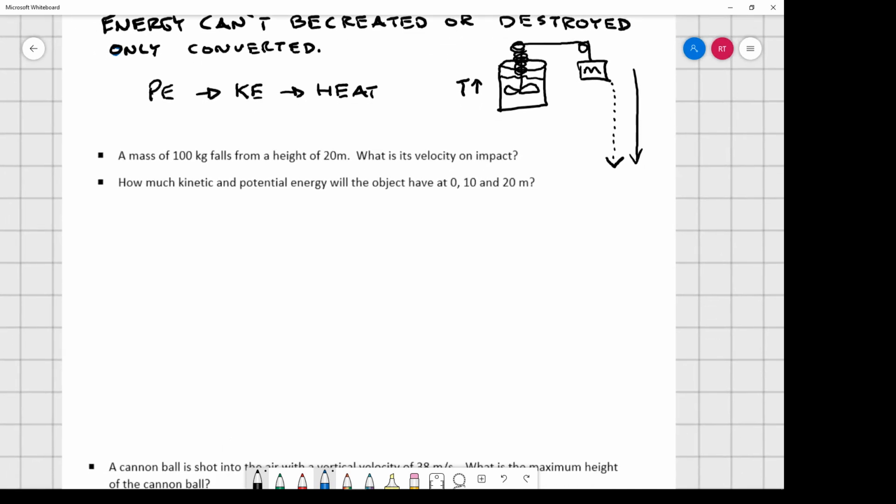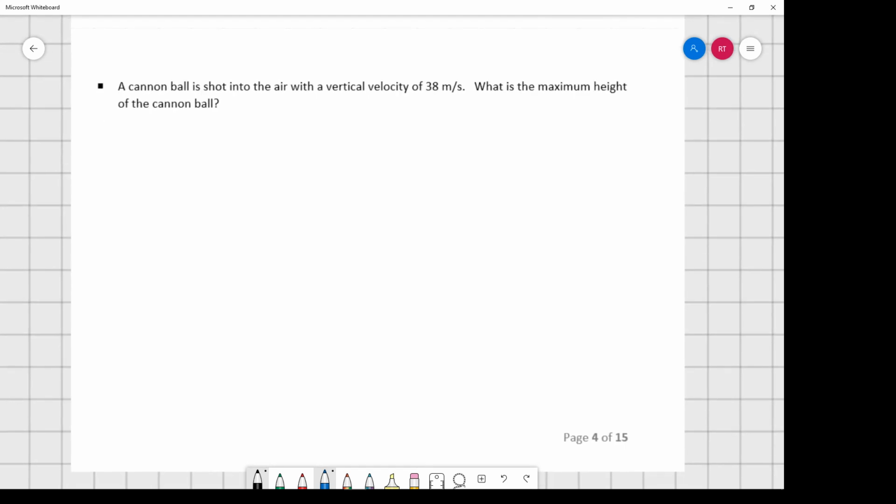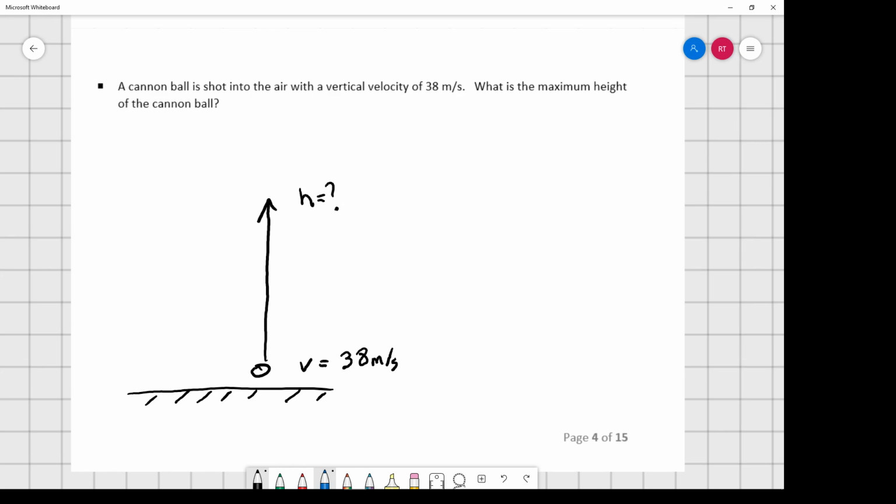Calculation-wise, from that, we have some questions that might come out. I'm going to skip this first one for a moment, and go to the next one here first. So, a cannonball is shot into the air with a vertical velocity of 38 meters per second. What is the maximum height of the cannonball? So, if you have a cannonball and it's going to get shot up into the air, and it's going to start with a velocity of 38 meters per second, maybe I'm curious, how high does it get? Okay, so in order to do this, what I would do is assign some points. I might call this point number 1 down at the ground, and I may call this point number 2 up high. 1 and 2.